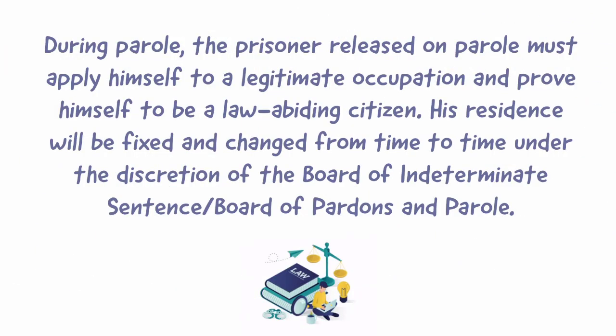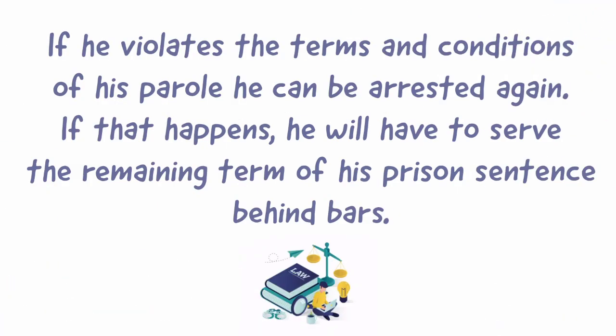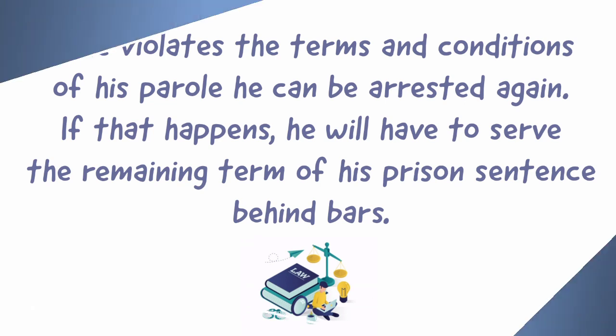He is required to report to this parole officer on appointed dates for the remainder of the prison term. During parole, the prisoner released on parole must apply himself to a legitimate occupation and prove himself to be a law-abiding citizen. His residence will be fixed and changed from time to time under the discretion of the Indeterminate Sentence Board of Pardons and Parole. The board can issue a final certification of release if the paroled prisoner has proven himself to be a law-abiding citizen. If he violates the terms and conditions of his parole, he can be arrested again. If that happens, he will have to serve the remaining term of his prison sentence behind bars.